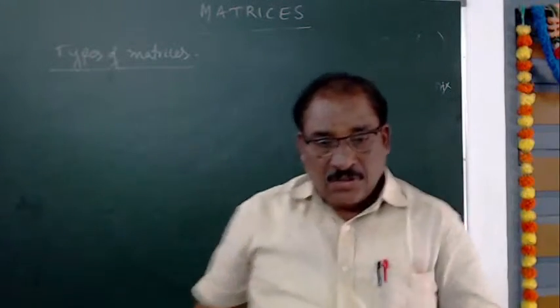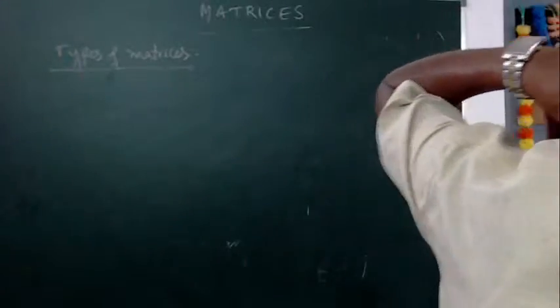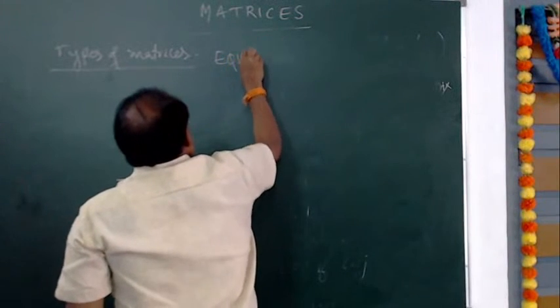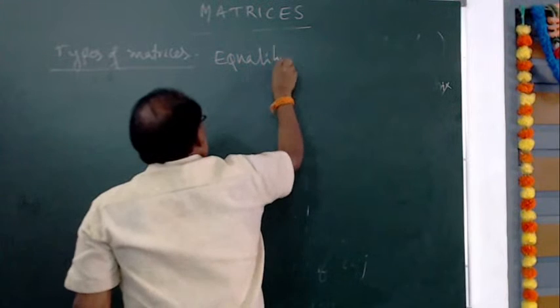we will get so much of loss of disaster. At the time of disasters, equality of the matrix. Next one is so much of loss or damage.